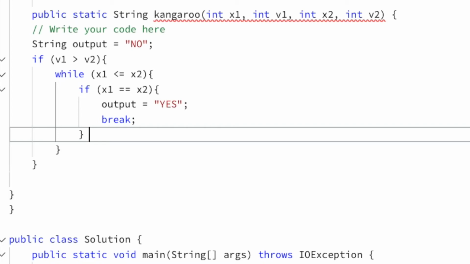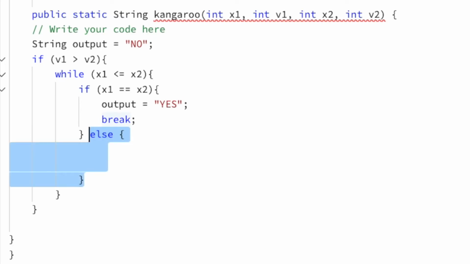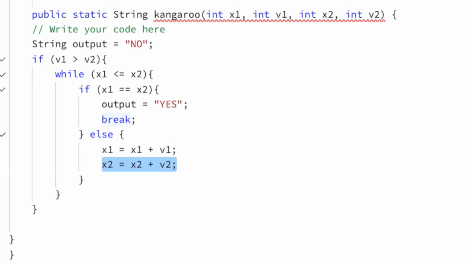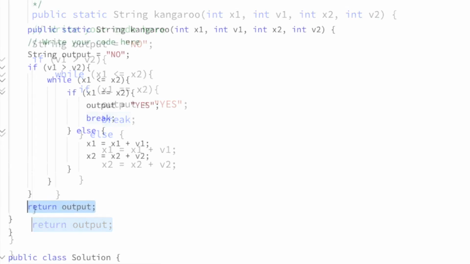Now, if the positions aren't the same, then what should we do? Well, we need an else statement that updates the location of both kangaroos. We do that through x1 equals x1 plus v1, and x2 equals x2 plus v2. This is all you need for it to work, apart from, obviously, a return statement. We want to return whatever our output is at that particular stage.